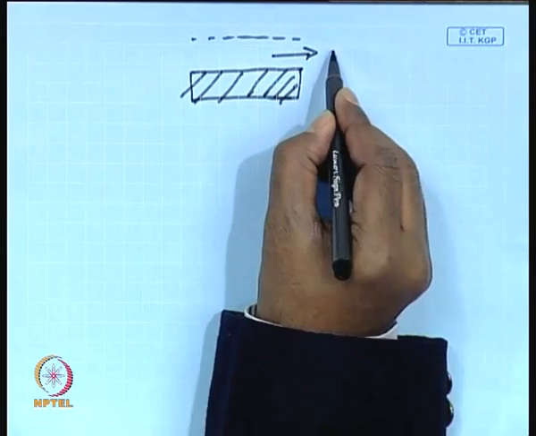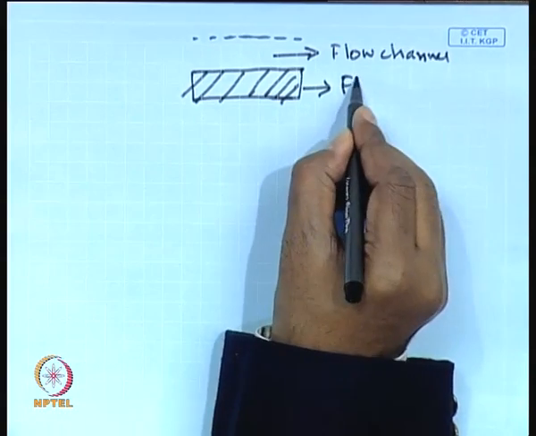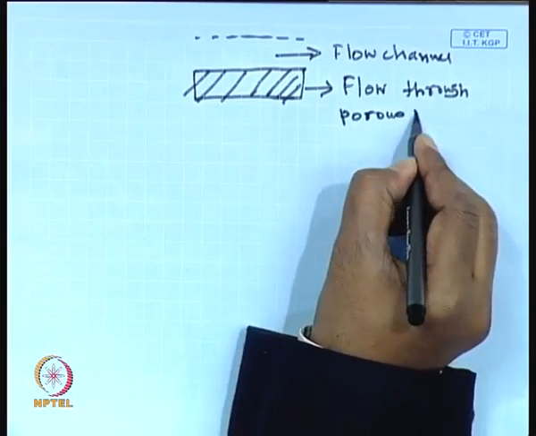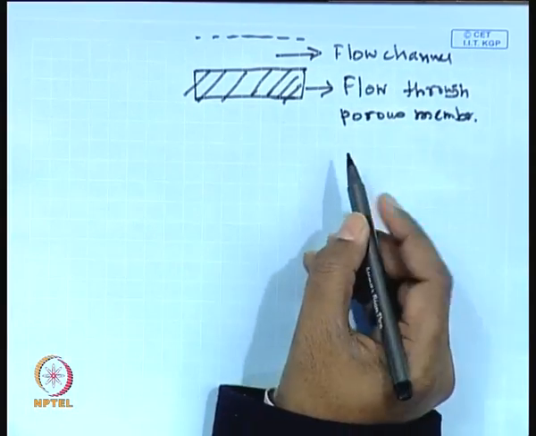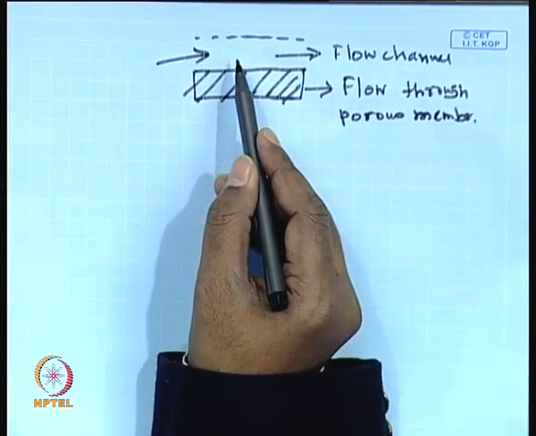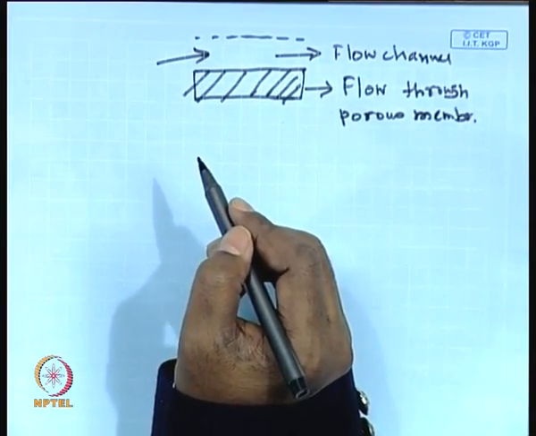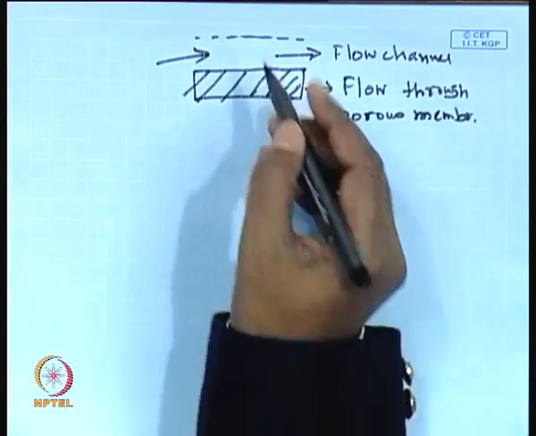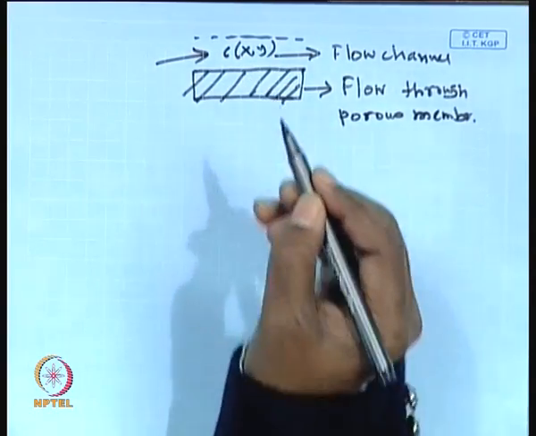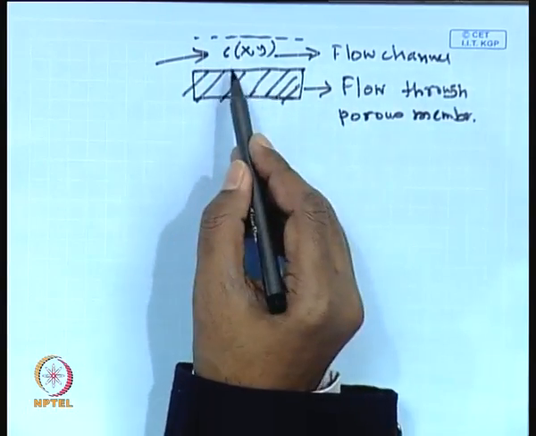So, this is the flow in the channel and this is the flow through the porous membrane. Now, how will you model the flow outside in the flow channel? You will be doing a fluid dynamic study. You write down the equation of continuity, you have to write down the species balance equation, the solute balance equation. After solving that, you will be getting C as a function of x and y.